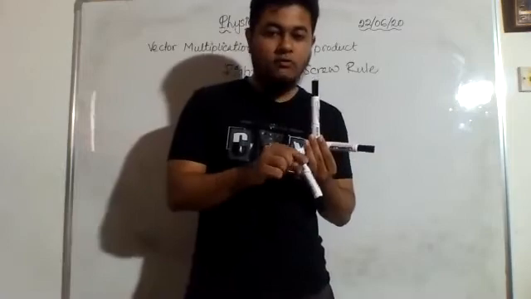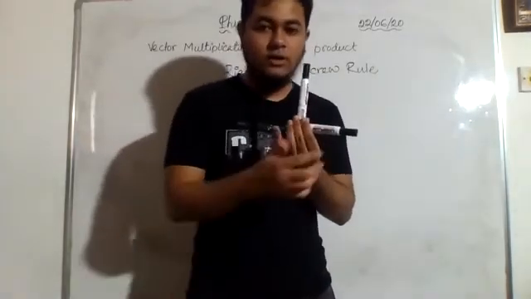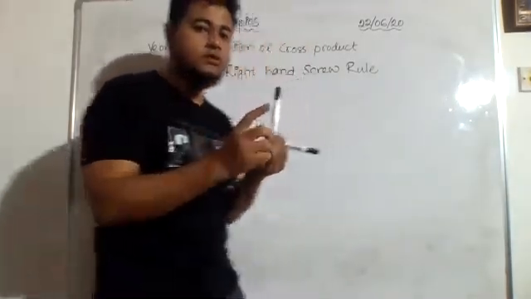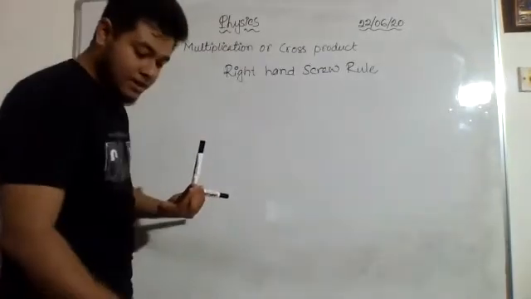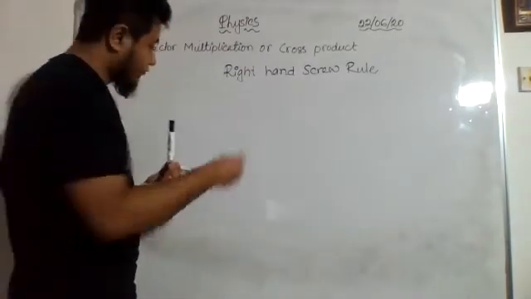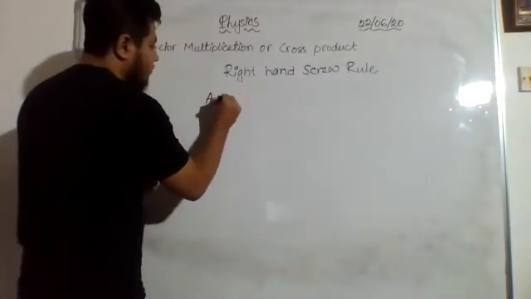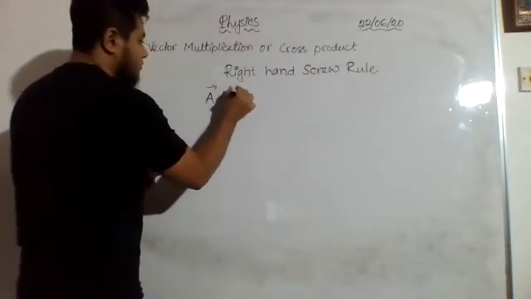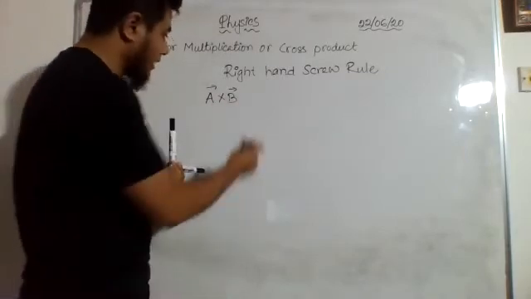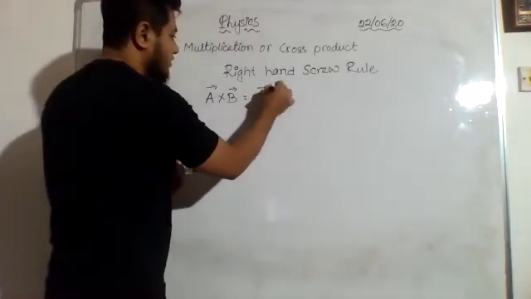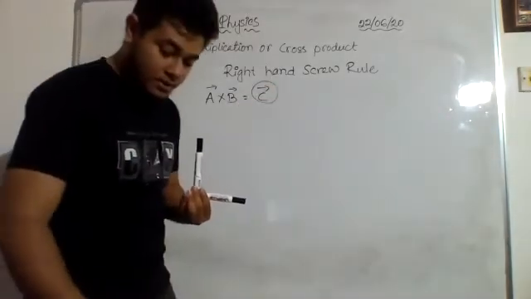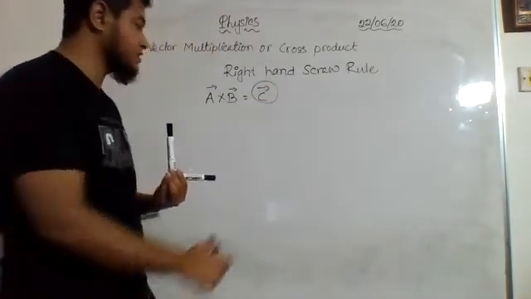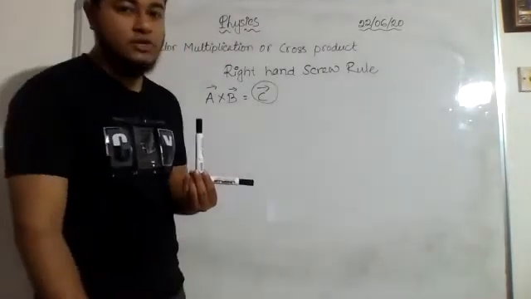Then if I want to find out the resultant vector, you have to consider the first vector first. Let us say I have A cross B, and this is equal to the resultant vector C. So what will be the direction of this C? Let us try to know.